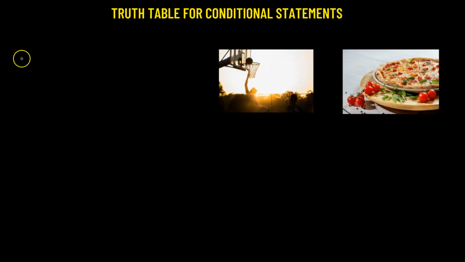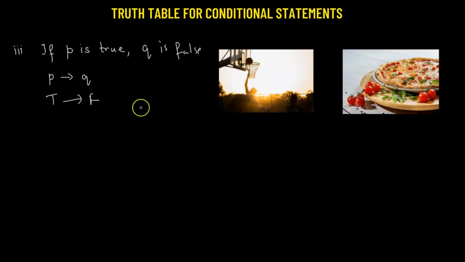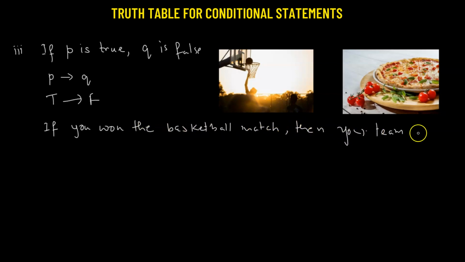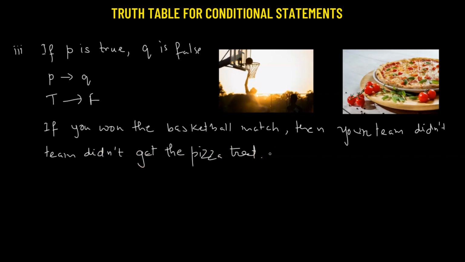Okay, let's go to the third case. Let's say P is true and Q is false. What will be the truth value of the conditional statement P implies Q? That means T implies F. Let's think about it. If we write it in the compound statement form, it will be: if you won the basketball match, then your team didn't get the pizza treat. If we look at this carefully, logically this does not seem appropriate, because you won the basketball match and then you're denied your treat. So we will consider this a false statement. When we have T implies F, a true value implying a false value, the statement is false.